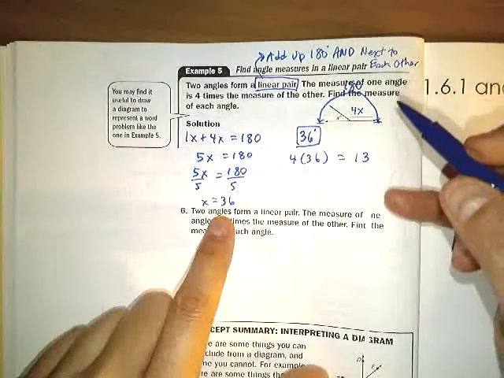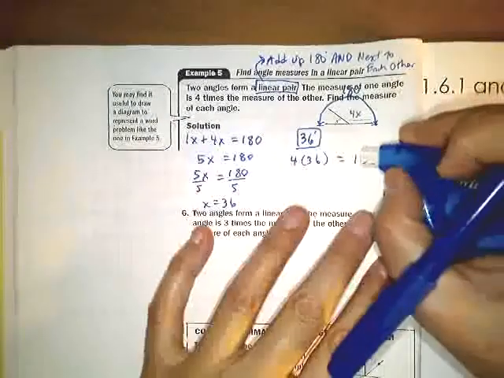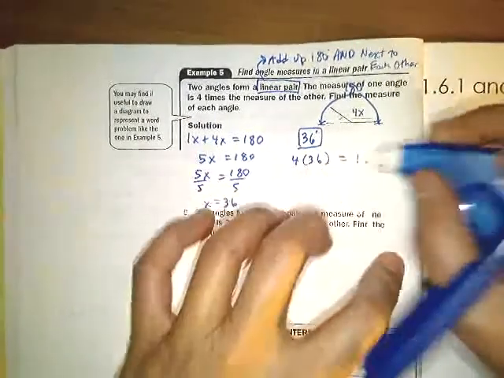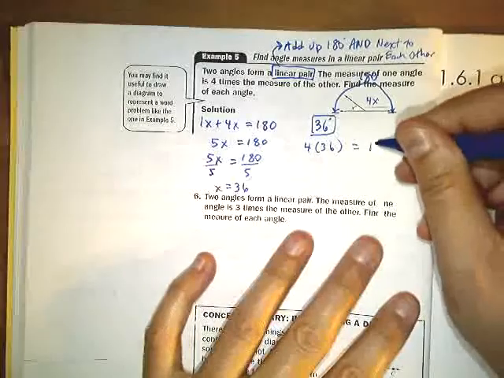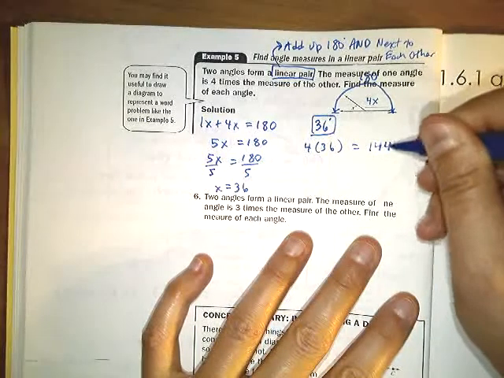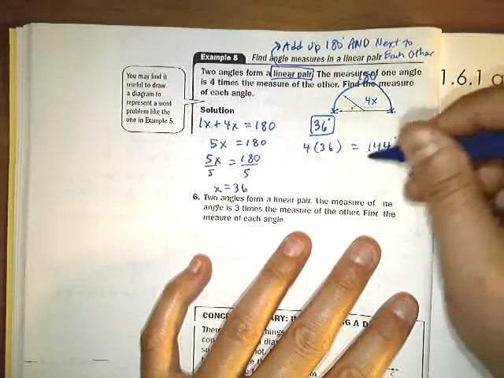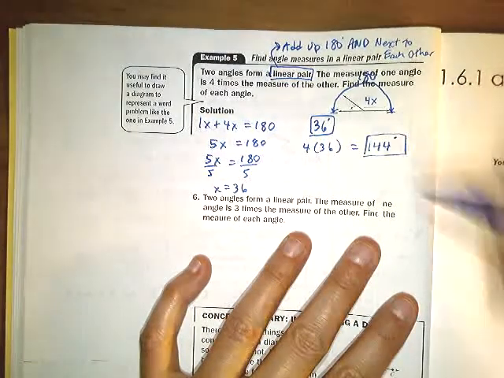No. Yeah, 144, excuse me. I'm looking at my cheat sheet. Okay, 144. There we go. They're supposed to add up to 180. That makes more sense.